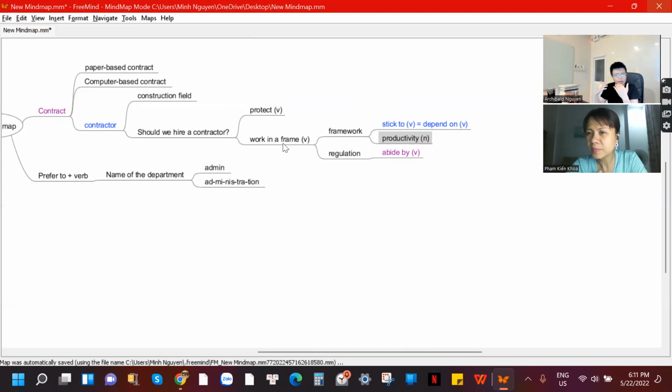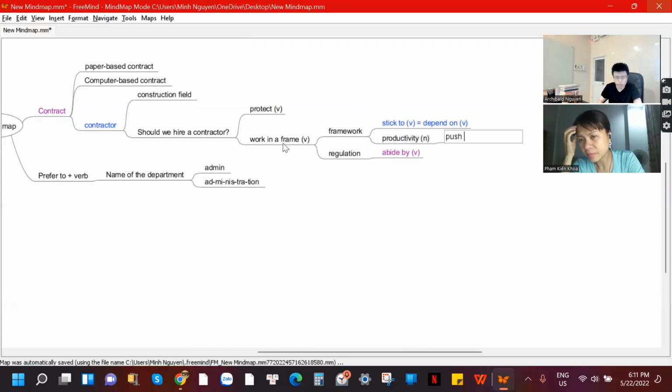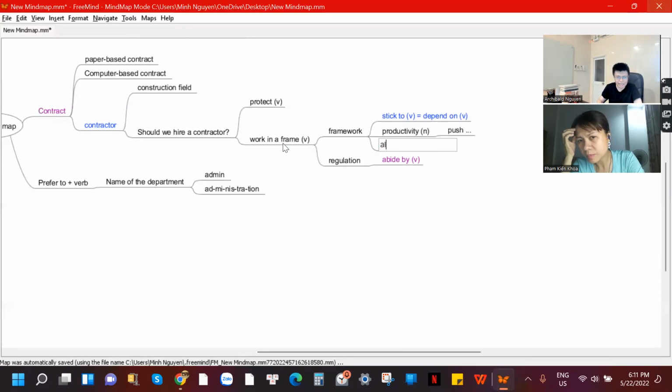So people in a company, like the boss or the managers or the management department, they want us to stick to the framework because they want to control us, and they want us to be controlled. Okay, in the company. And if we stick to the framework too much, we cannot push the productivity. And we always stay in the box.